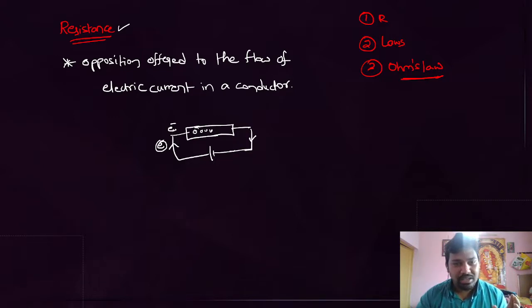Whenever these electrons come closer, these molecules will start opposing and both get collided, right? Here these molecules are opposing the flow of electric current, or opposing the flow of electrons through them, right? So in this way we can define resistance as opposition offered to the flow of electric current or flow of electrons, right?